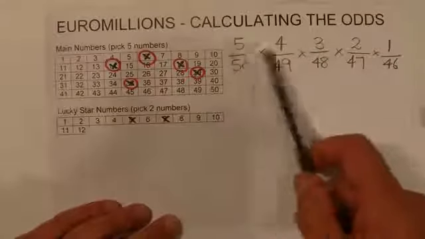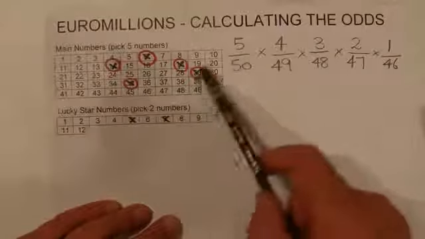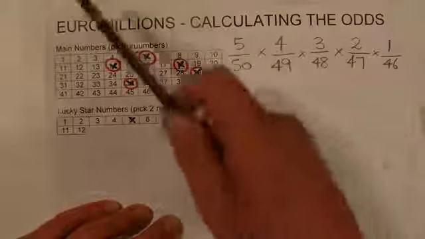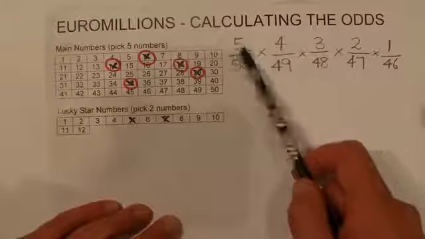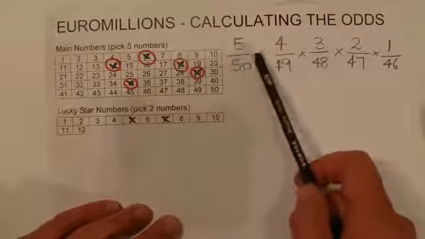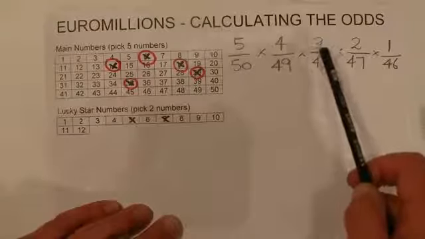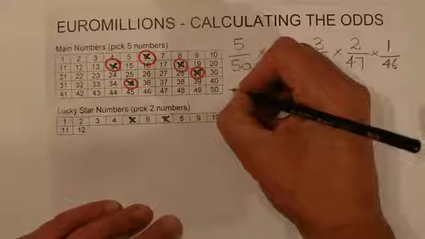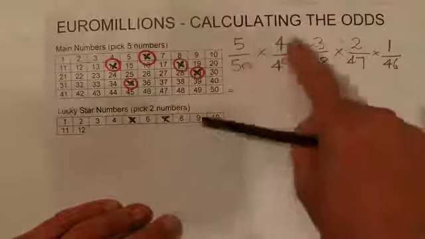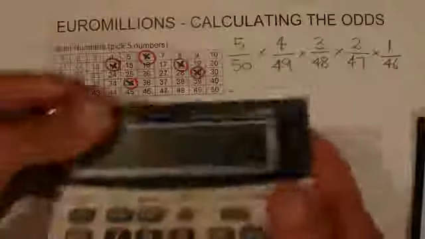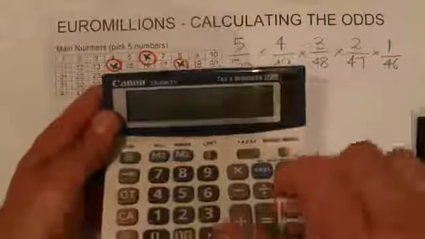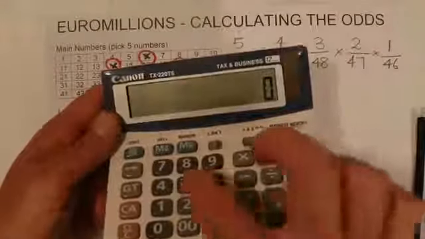So that's the odds of selecting 5 correct numbers in the main number section in Euro Millions. The formula is 5 on 50 times 4 on 49 times 3 on 48 times 2 on 47 times 1 on 46. And I'll multiply that out. I'll do the top line first and then the bottom line, so we can express that as a more meaningful number. Hopefully you can see my calculator.